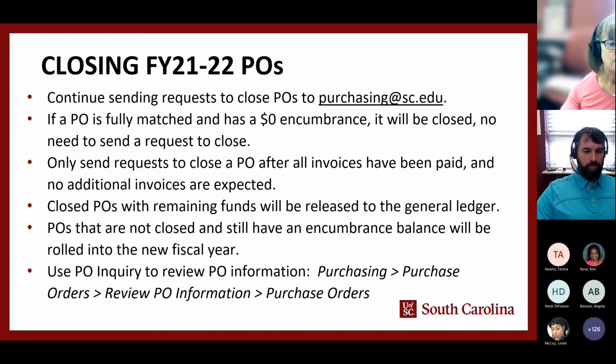So in order to take a look at maybe some of your purchase orders, or you want to look at a particular purchase order, you can use this navigation path. We've listed it below: purchasing, purchase orders, review purchase order information, and purchase orders again. That's a great navigation path. I use it all the time, and it's a great place to look at your purchase order and encumbrance and see what's left. You can also see the document status, which will show you the invoice and vouchers and payments to be able to help you determine if you're ready for that purchase order to close.